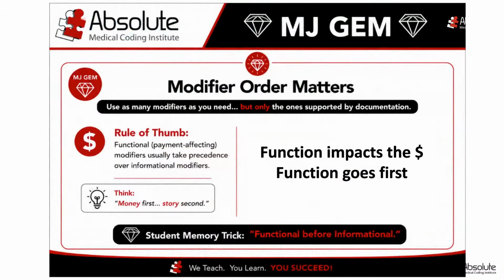All right, so last thing I want to tell you, whenever you are assigning modifiers, if you're not sure which modifier to assign, apply and append all modifiers that are appropriate. And you're going to put the modifiers that have functional value, the ones that impact the money, first, followed by the ones that just provide information.